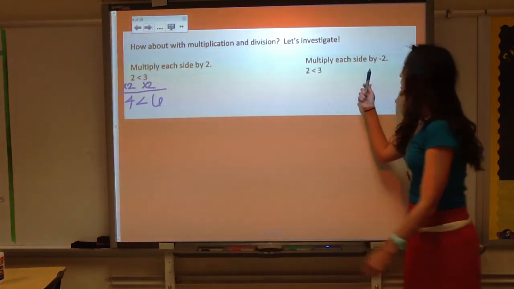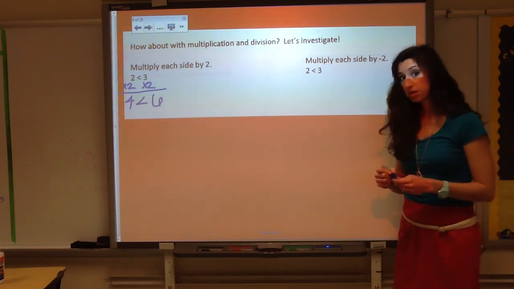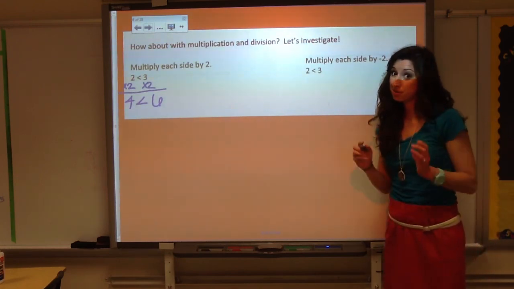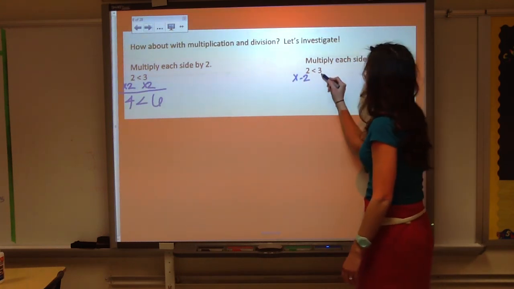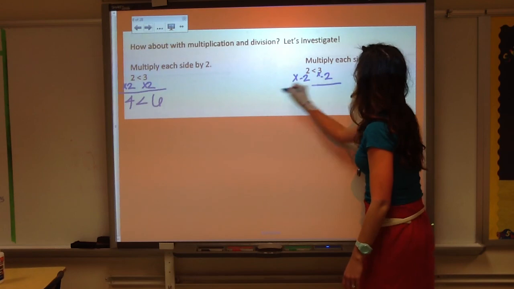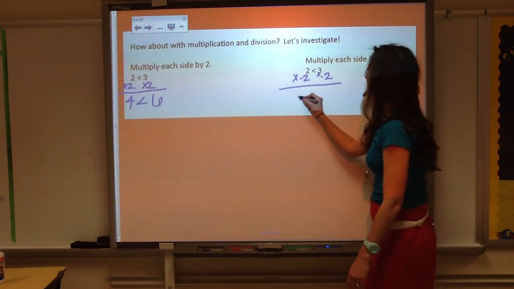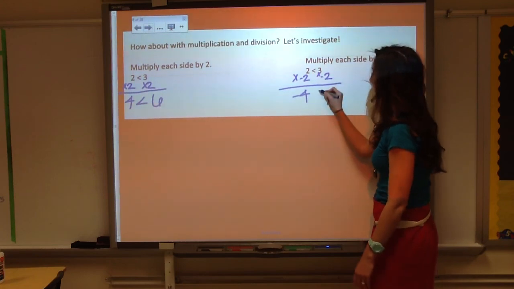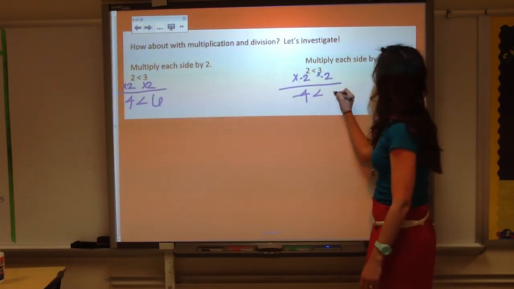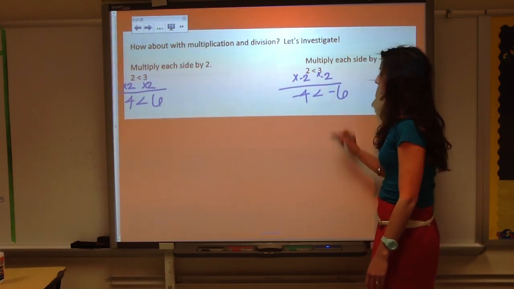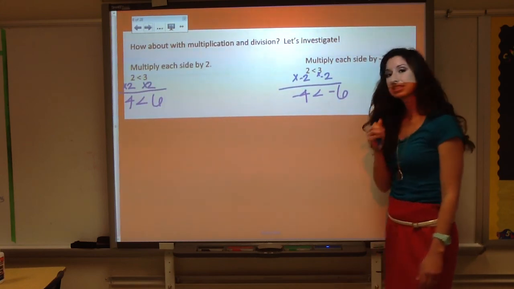Okay, what about if I multiply each side by a negative 2? This might be special. Make sure you pay very careful attention. Times negative 2, times negative 2. So here we go. 2 times negative 2 is negative 4. Bring down your sign. 3 times negative 2 is negative 6. Is it true that negative 4 is less than negative 6?